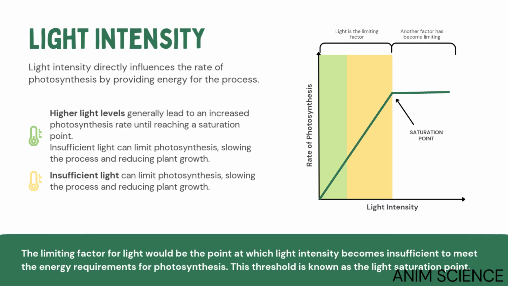As the light intensity increases, the rate of photosynthesis also increases. This happens because more light energy is available, which allows the plant to produce more glucose. This region where the graph is rising shows that light is the limiting factor.